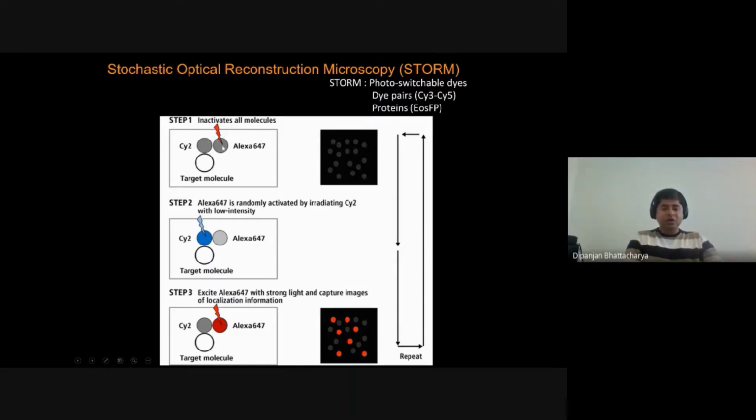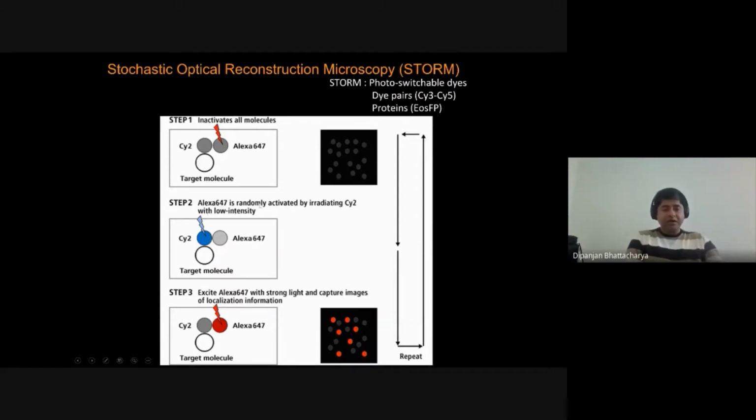You need a conjugate molecule. Like if this is your molecule of interest, and you keep a molecule like a Cy2, and this one is your emission of interest. So what you do at first, you inactivate all the molecules, all the Alexa 647.